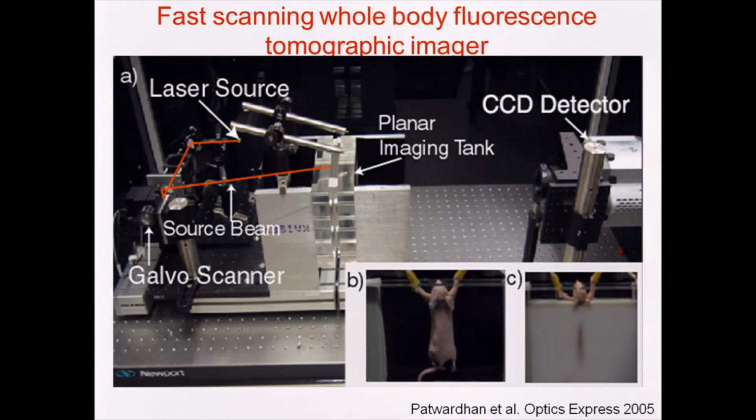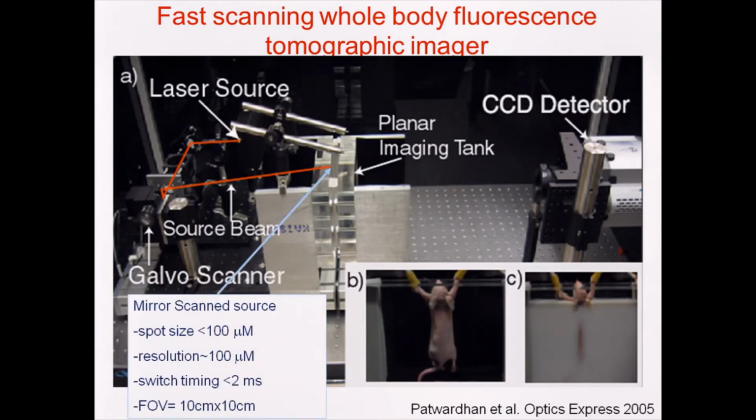And so this is a close-up from the source side of a mouse being put into this tank. In this case, we were using intralipid as a matching fluid, if you will, so that the entire area of the imaging domain was all diffusive.